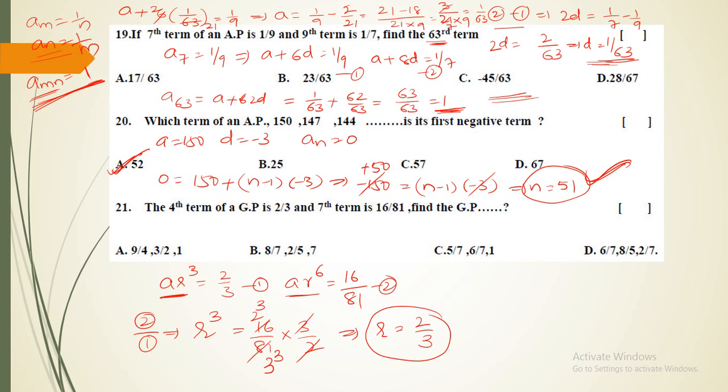So when R is equal to 2 by 3, A into 2 by 3 whole cube is equal to 2 by 3. This 2 by 3 in this 2 by 3, 2 by 3 whole square times, that means 4 by 9 times. So this is nothing but 1. So A is equal to 9 by 4. Where we are having 9 by 4, only one option, so answer 1 is my option, right?